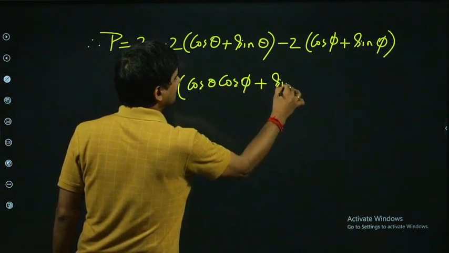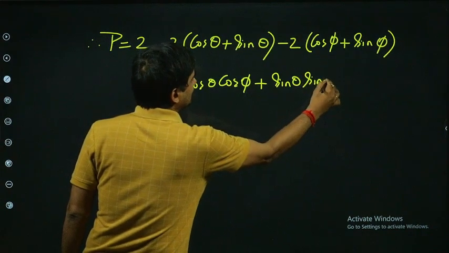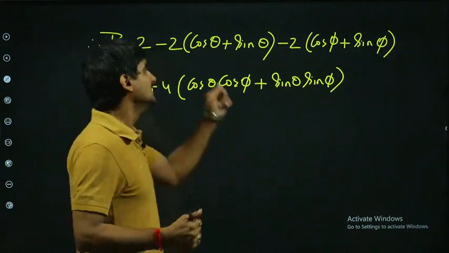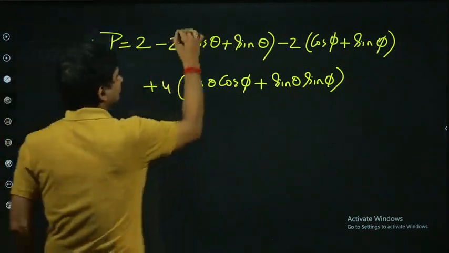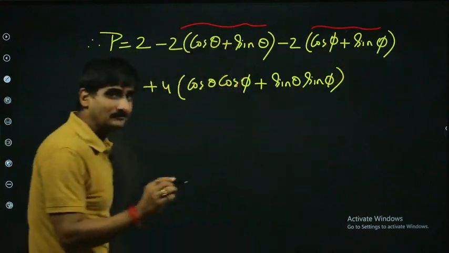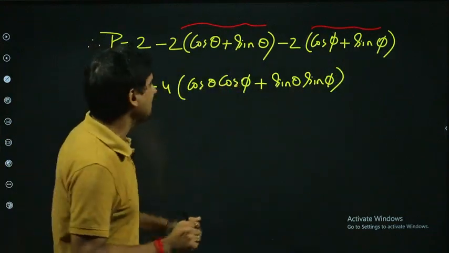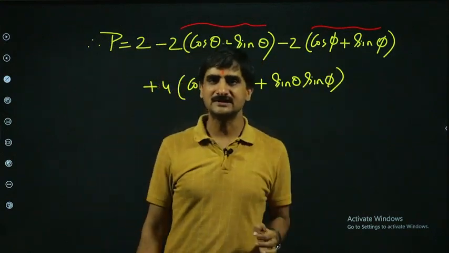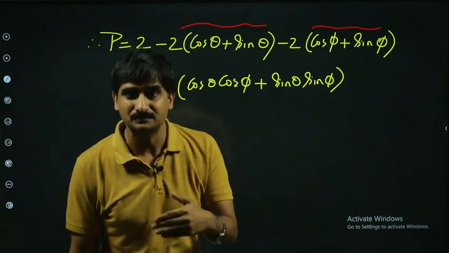This one particularly, because this leads us to an identity, cos A cos B plus sin A sin B, which is cos A minus B. But why these two? Because we have to find the maximum value of P, and we know their ranges directly, isn't that? We know that cos x plus sin x, its range is minus root 2 to plus root 2.